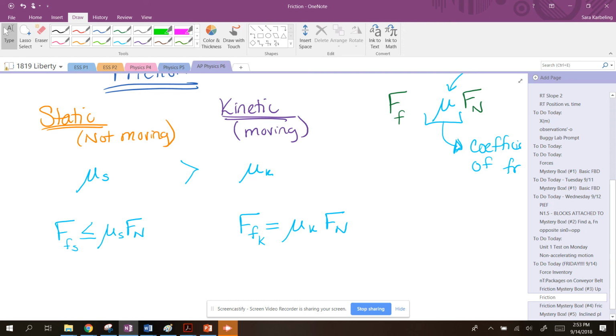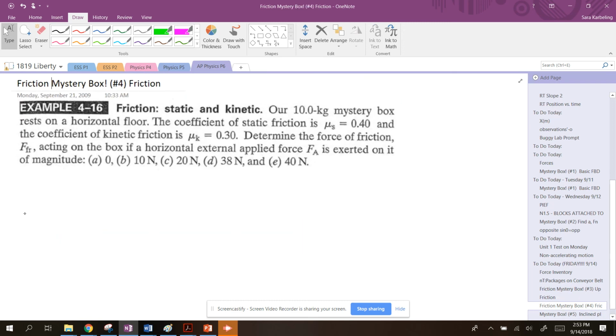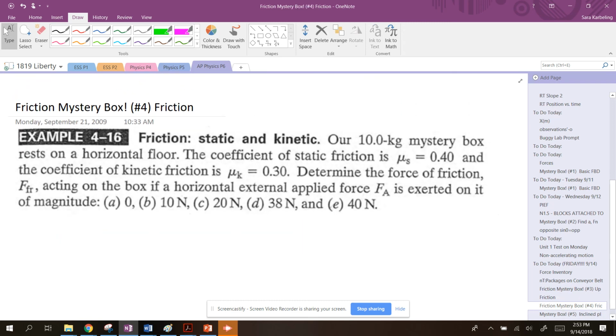Okay. I want you to look at one question before we go, which is what I wanted to get to today. So here it is. It's kind of a thinker, but I think you can do it. It's that crazy mystery box one more time. 10-kilogram mystery box rests on a horizontal floor. Okay, we've got some numbers here, friends. The coefficient of static friction is 0.4. The coefficient of kinetic friction is 0.3. Remember I said that the kinetic friction is always going to be less than the static. Determine the force of friction acting if a horizontal external force is applied.